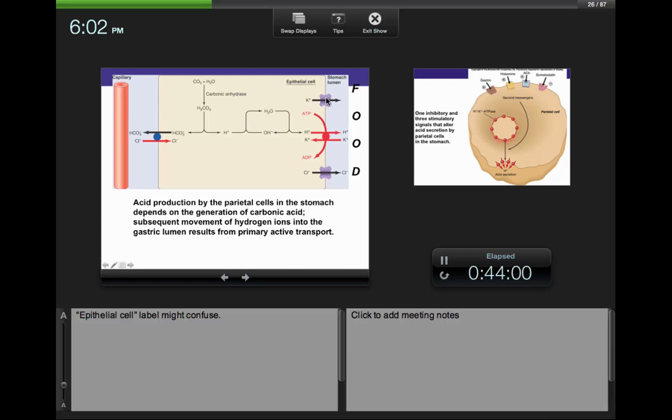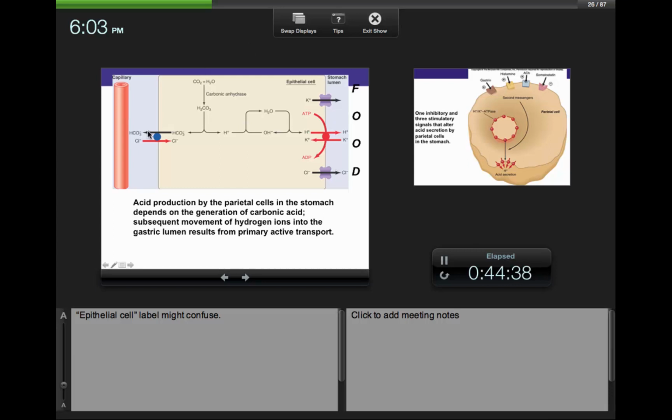And this potassium channel is really important in making sure that potassium doesn't become rate limiting and inhibit the pump. So it allows a little bit of potassium to exit the cell so that it can recycle and the pump won't become rate limited. And then because of the protons and the potassium, the net movement is cations into the lumen of the stomach. Chloride tends to follow. So literally, you are secreting hydrochloric acid when you eat a meal.